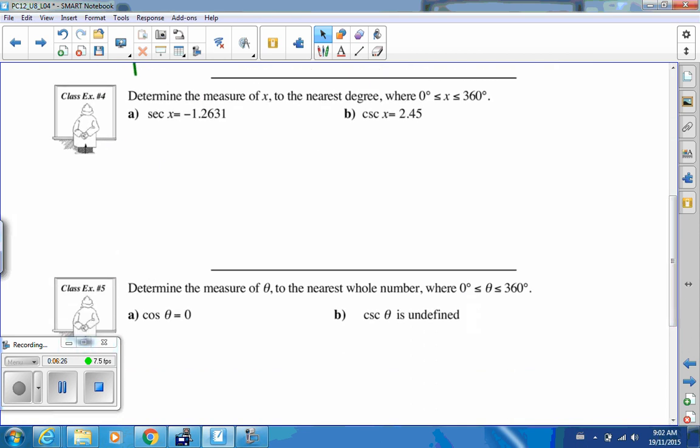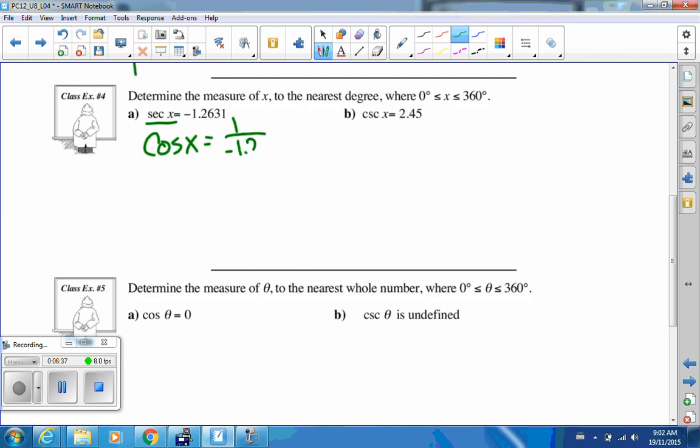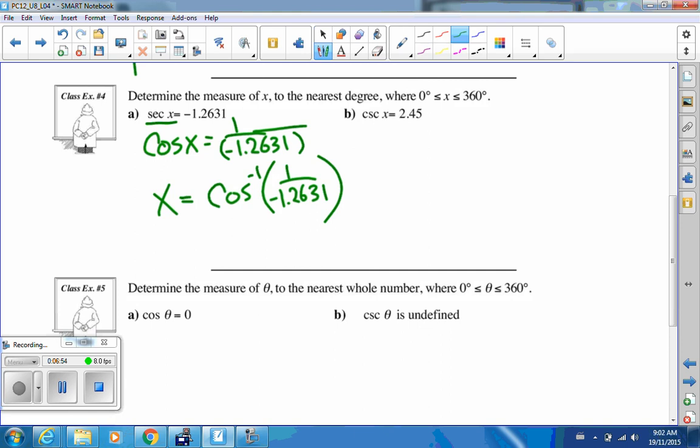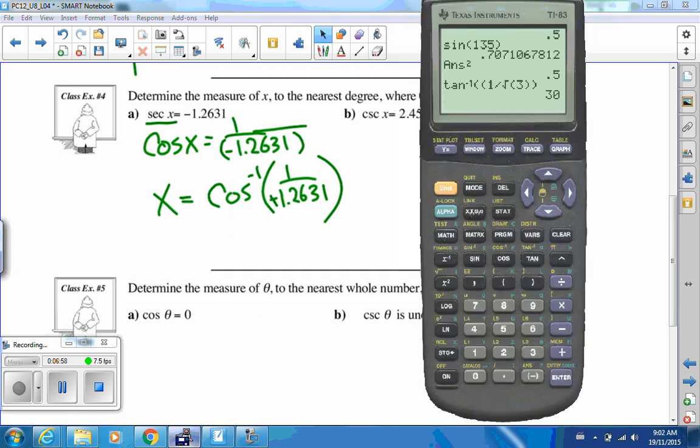Sometimes they won't be nice values. So if I've got this thing, first thing I do is go secant x, that's a dumb question. What I really want is cos of x, each one has a cos, is 1 over that value. And that's how we put that together. So now I'm going to go x equals cos inverse of 1 over negative 1.2631. Sorry, positive. We always use the positive value because, again, what we're always getting here is a reference angle.